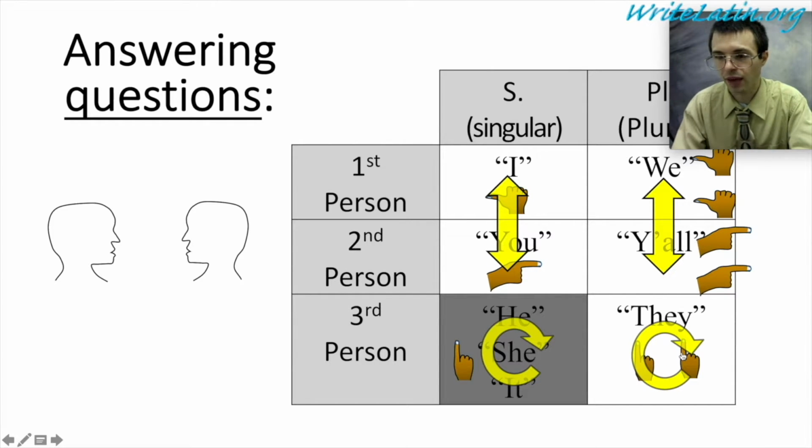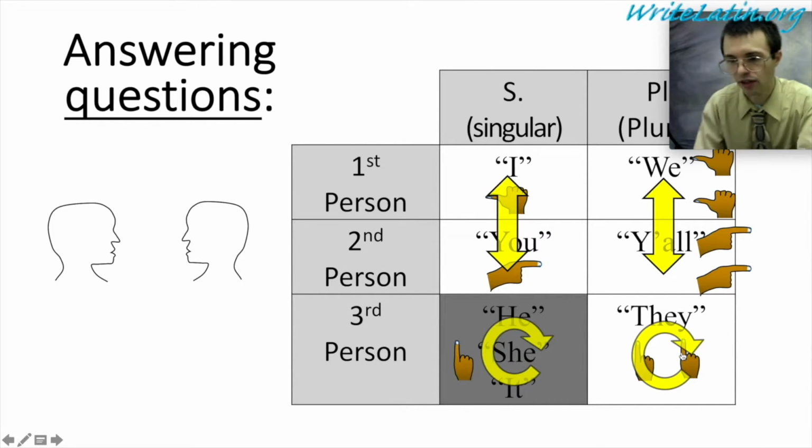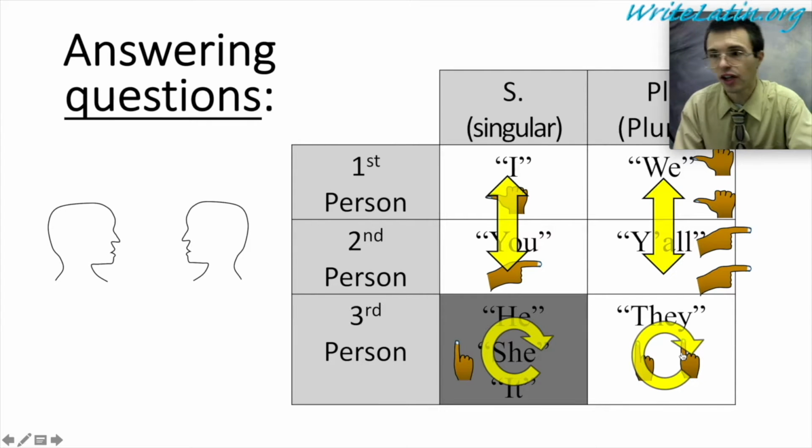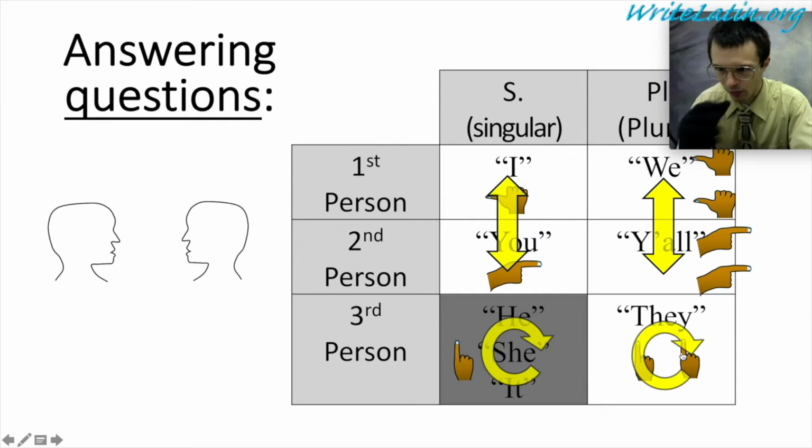Same with they. When the question is, are they blanking? The response is yes or no, they are or aren't blanking. So get familiar with this little pattern. First and second person answer each other, but third person answers itself.